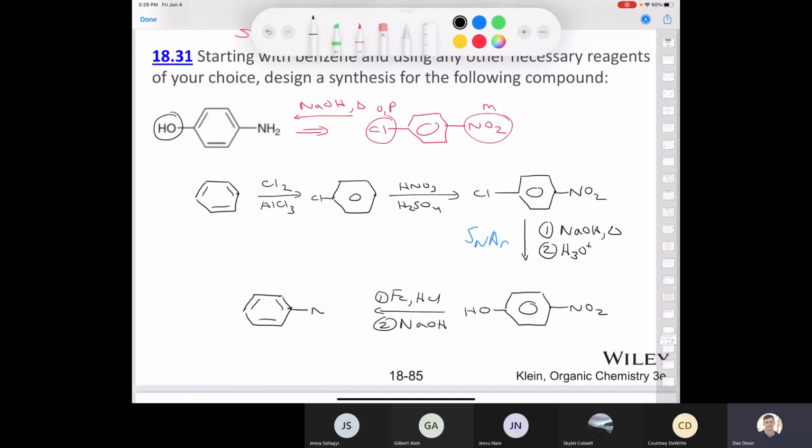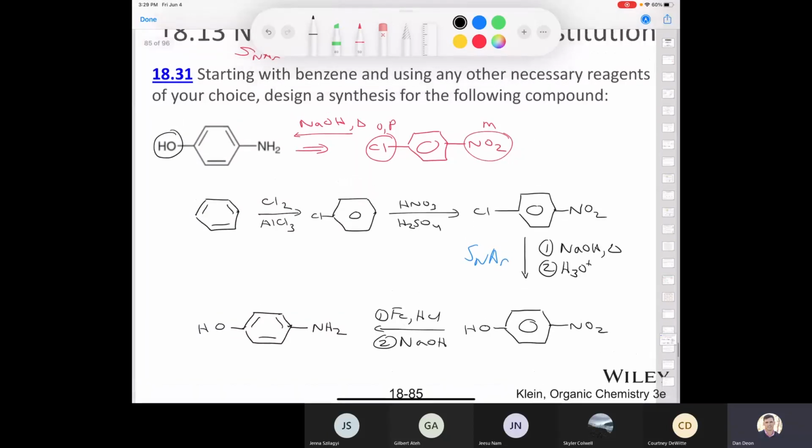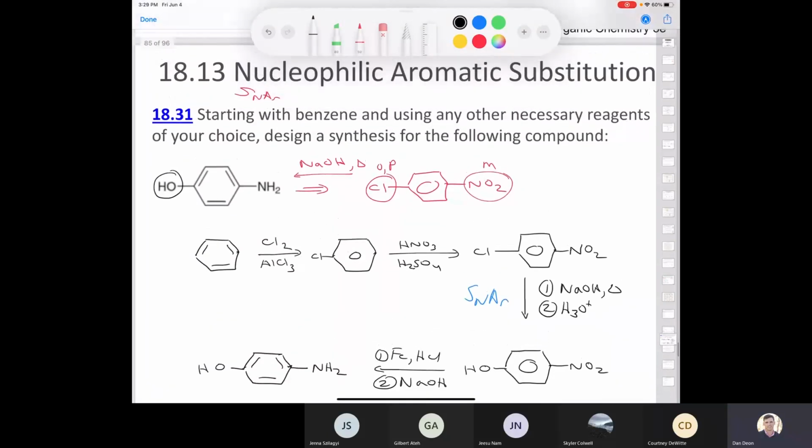All right, there we go. So we've got our nitro group installed, and we have our amine after the reduction, and then we have our hydroxyl group here, like that. So how many steps is that total? It's a total of 6 steps, isn't it? All right, not a trivial number of steps. Anyhow, that covers section 18.13, which is nucleophilic aromatic substitution, or SNAr reactions.